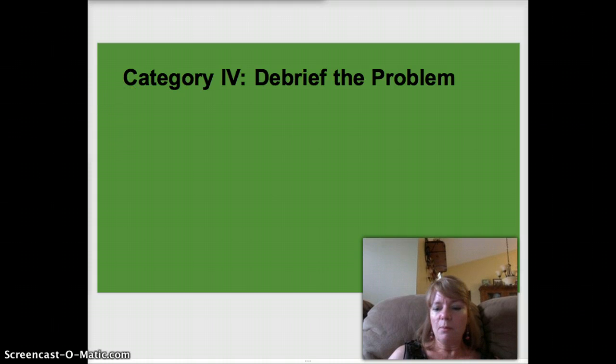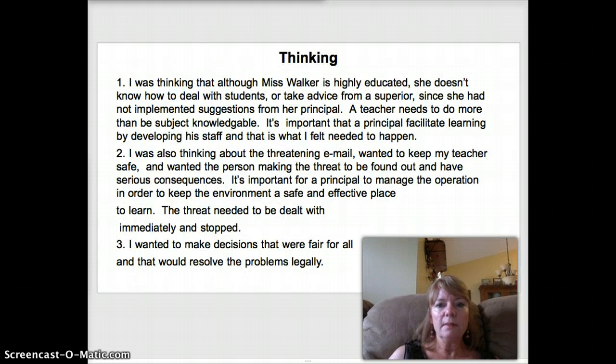Then debriefing the problem is important. So what I was thinking about is that although Ms. Walker is highly educated, she doesn't know how to deal with students or take advice from a superior, since she had not implemented suggestions from a principal, and that bothered me a lot. A teacher needs to do more than be subject knowledgeable. It's important that the principal facilitate learning by developing his staff, and that is what I felt needed to happen. That's where I would want to put my energy if I was in his shoes.